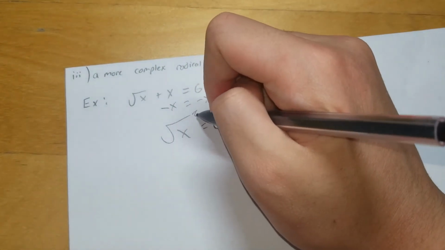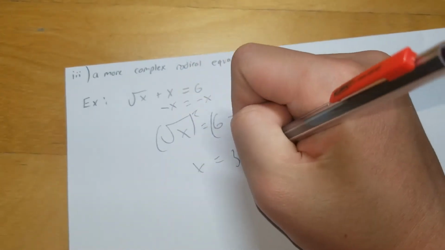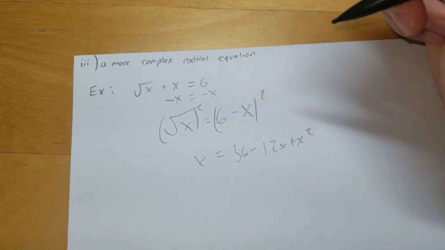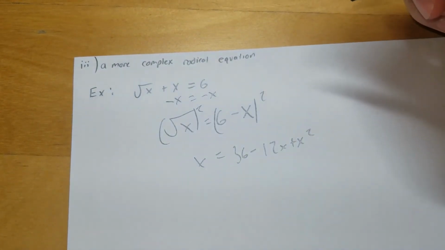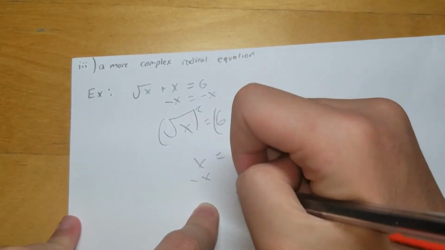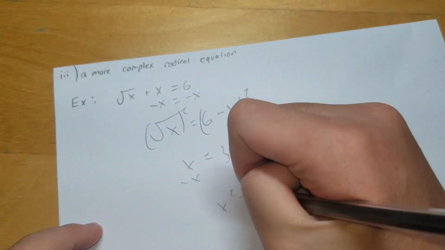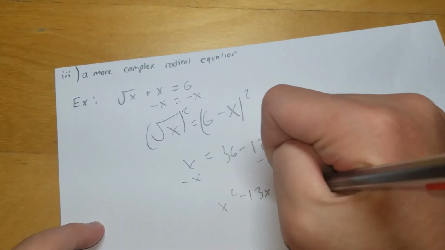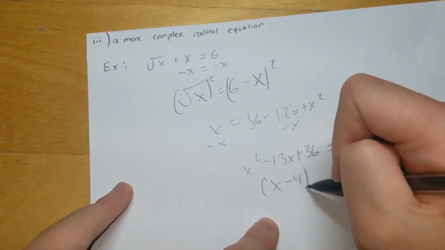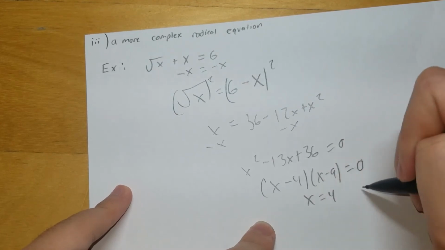And square it to get rid of the radical. What we're left with is 36 minus 12x plus x squared, if you just FOIL. So, you just subtract x and rewrite x squared minus 13x plus 36 equals 0. And so your factors will be x minus 4, x minus 9 equals 0, and your solutions.